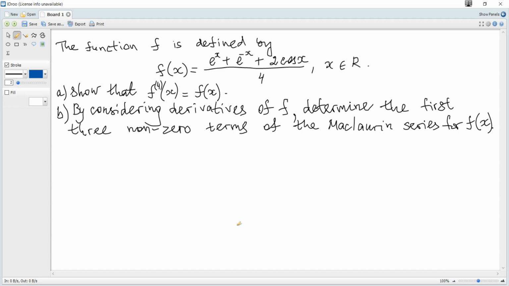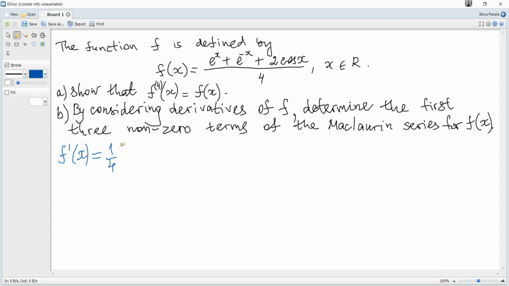The function f is defined by [the given expression]. Show that the fourth derivative of f is equal to f of x. So we need to consider derivatives, and the first derivative of f, we can see, is just a sum of functions, and we can easily differentiate them.